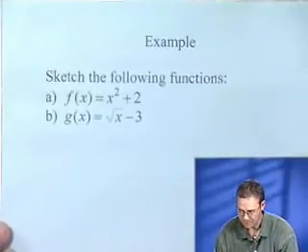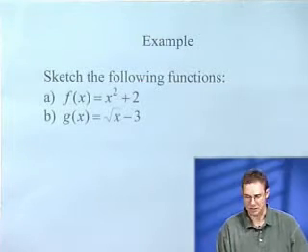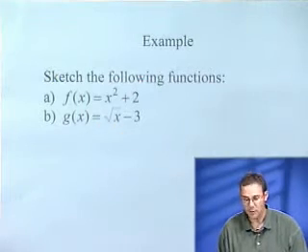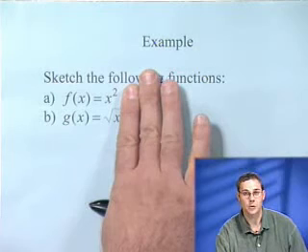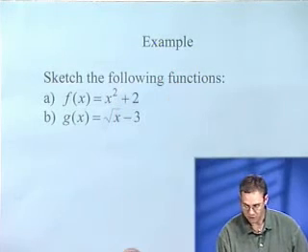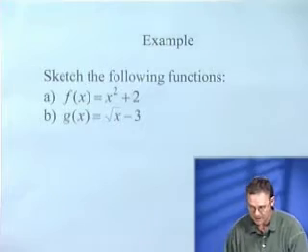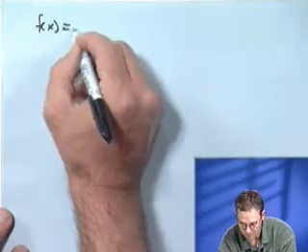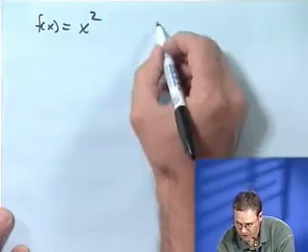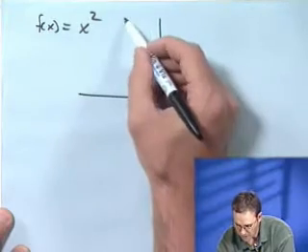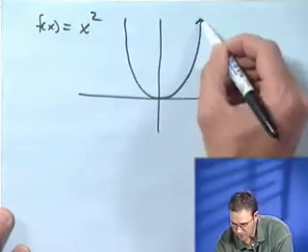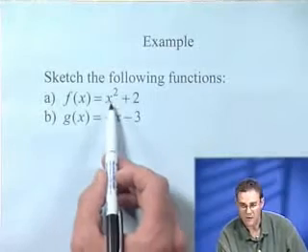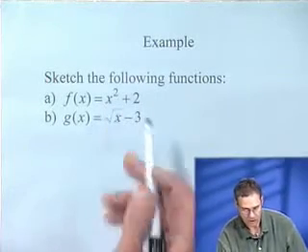Here's a couple of examples. Let's sketch the following two functions, x squared plus 2 and the square root of x minus 3. Again, it's very important that you know how to graph x squared and square root of x first. Those are two functions from our library. Let me recall f of x equals x squared. Remember how to sketch that function. That's just our parabola with the vertex at the origin.